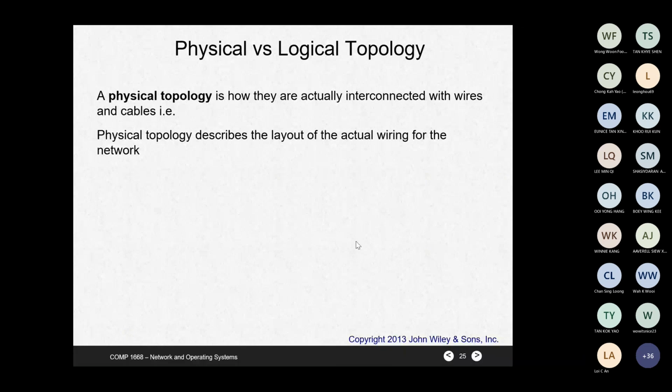Physical is the actual interconnected wires and cable, the actual network, the physical network, whereas you will see the opposite on the logical. Physical, as you understand, is something you can see, touch, and feel, the actual network. That is what we call the physical.